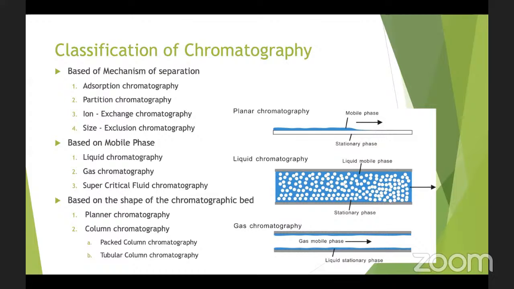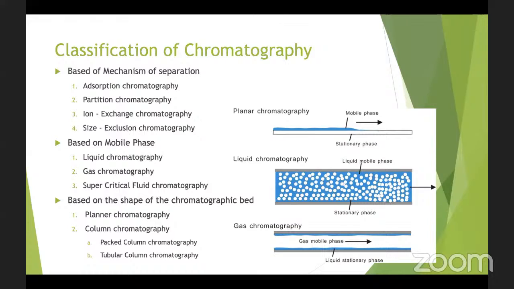Now, the fourth one is size exclusion chromatography. In size exclusion chromatography, the separation is based on the size of the component to be isolated. This is also called gel permeation chromatography, as it is used when you have to separate or isolate conjugates from the mixture.